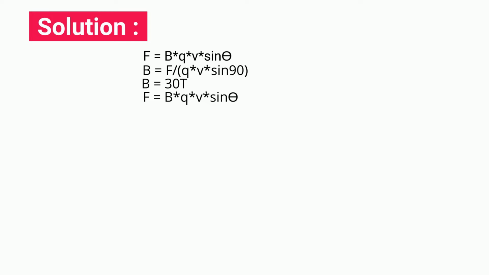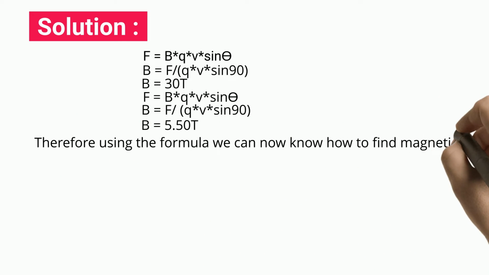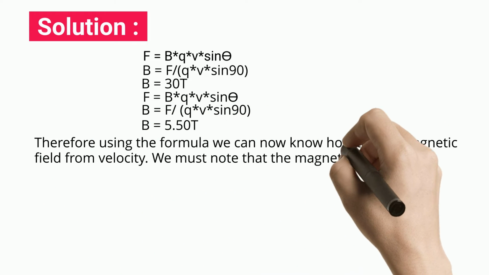Solution. F equals qvB sin θ. B equals F divided by qv sine 90. B equals 30 T. Therefore, using the formula we can now know how to find magnetic field from velocity.